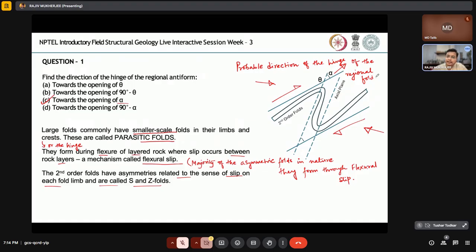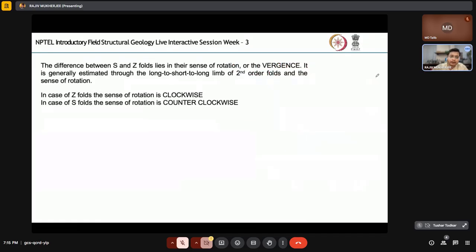This mechanism of understanding the sense of rotation and displacement, or the slip, in these kinds of parasitic folds is known as vergence. And the difference between S and Z folds lies in their sense of rotation. How are we classifying which one is the S fold and which one is the Z fold? The sense of rotation is commonly termed vergence. It is generally estimated through the long to short to long limb of the second order folds and the sense of the rotation.